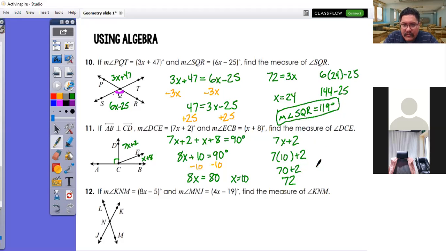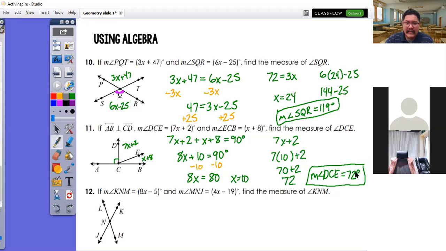And we should be able to write our answer. So measure of angle DCE, and let me make that a little bit straighter so it doesn't look like an O for a second, is supposed to be 72 degrees. And I'm able to write the whole answer right there. Oops. All right, and that's it for that one.